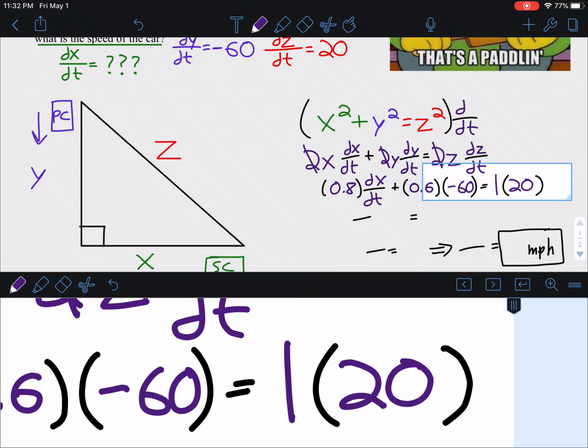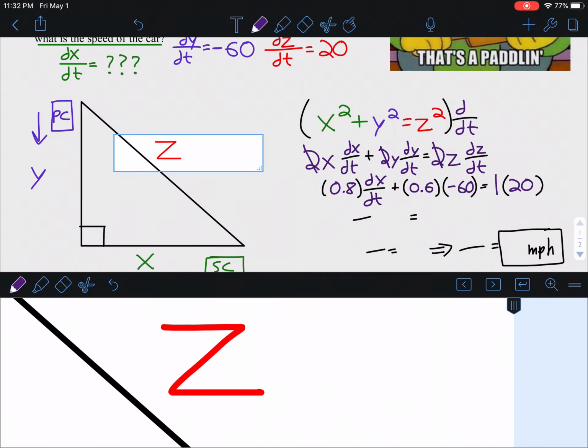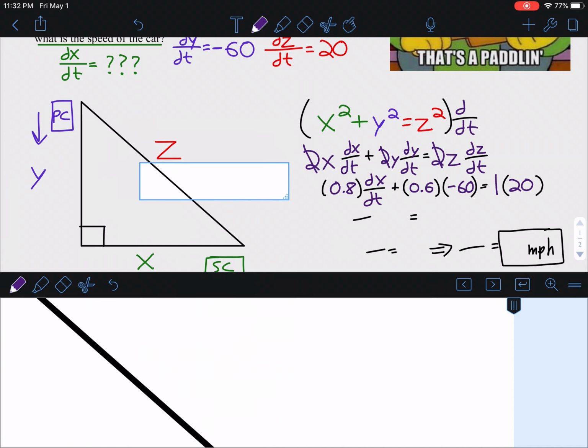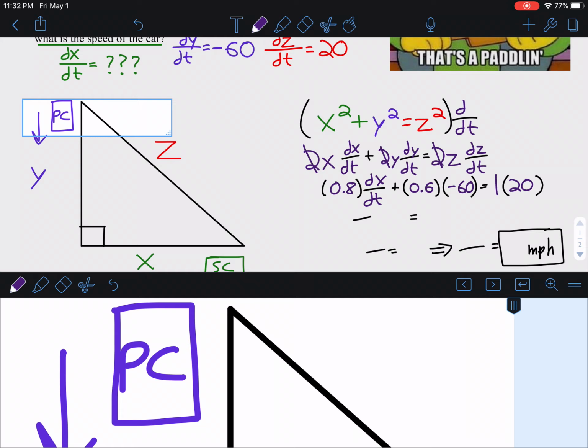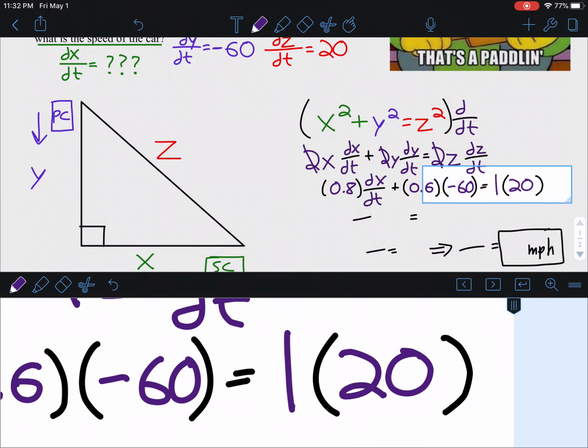Which also tells us something important, right? If a rate is positive, then the variable is getting bigger, right? So that means, unfortunately for our boys and girls in blue, the speeding car is getting away from our police cruiser in this scenario, right? Because the rate of change of the distance between them is a positive number, okay?